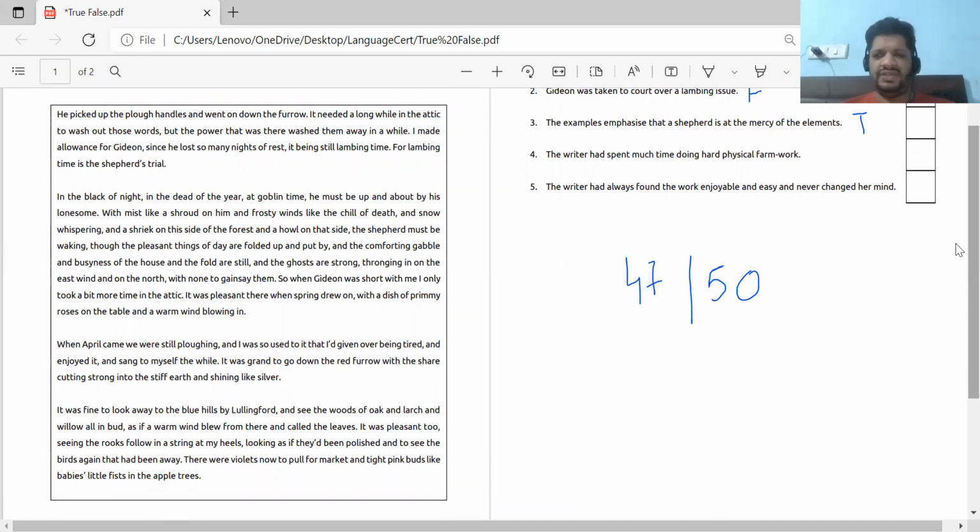So she has spent so much time over there that she has gotten so used to it that she is not tired even. If you see, I was so used to it that I had given over being tired. Now, getting used to something means that you have done it so much that you are not uncomfortable with it. So that means she has spent a lot of time doing that activity, and that makes the fourth question true. As it says, the writer had spent much time doing hard physical farm work, and it's all about farming here.